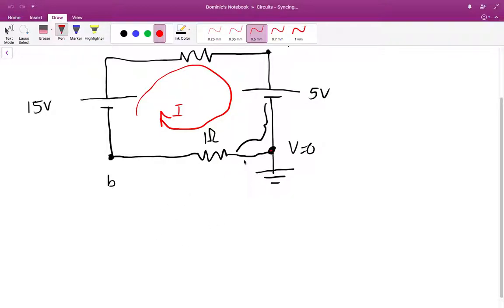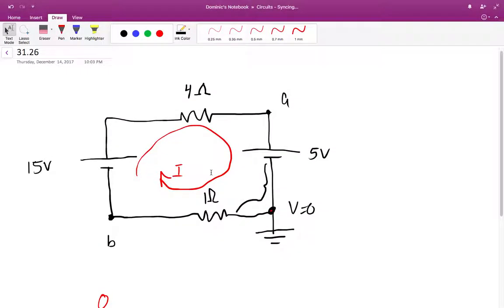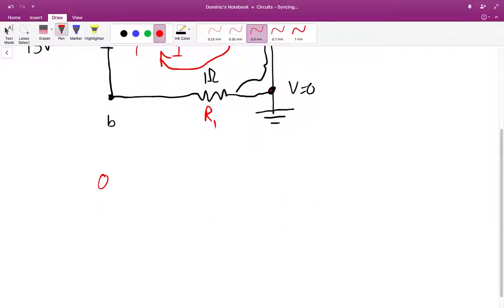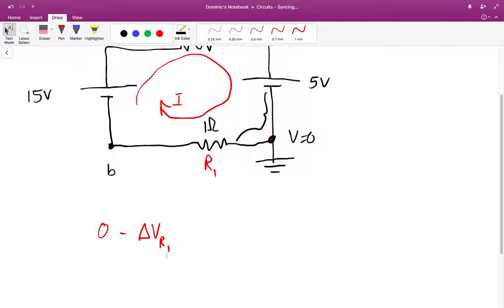Okay, so we're starting at 0. Again, the ground starts us off at 0. Anytime we go across a resistor, we're going to subtract. I'll call this resistor 1 down here and resistor 2 up there. So we'll have 0 minus the voltage of resistor 1. We're going to add, so we're going from minus to positive. We are going from low potential to high potential, so we add that voltage. So we'll have plus the 15 volts.